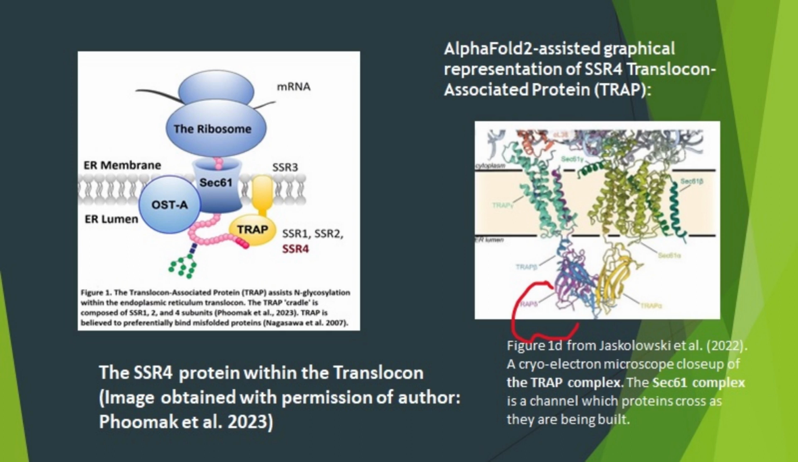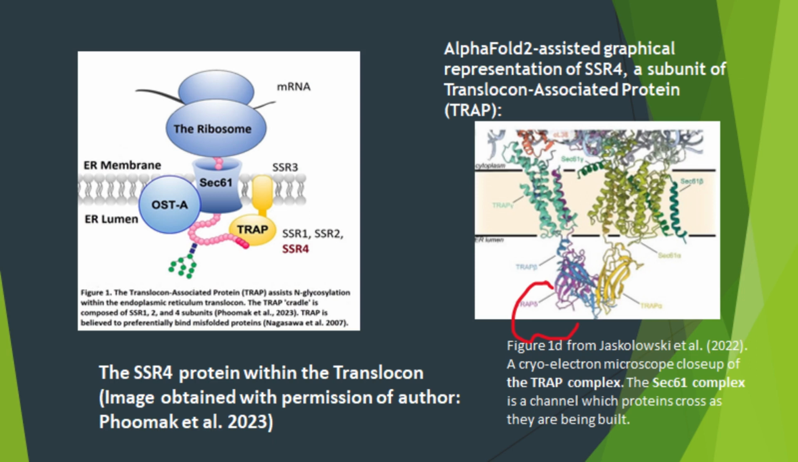Unfortunately, the biological mechanisms of this CDG are not yet well known. The protein encoded by SSR4 is part of a complex called the translocon-associated protein, TRAP. The translocon system is present in every cell of the human body, on the membrane of an organelle called the endoplasmic reticulum, ER. The translocon allows the proteins being built from amino acids to enter the ER lumen and undergo glycosylation, as you see in the figure on the left.